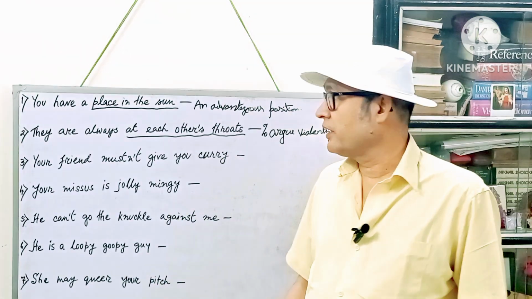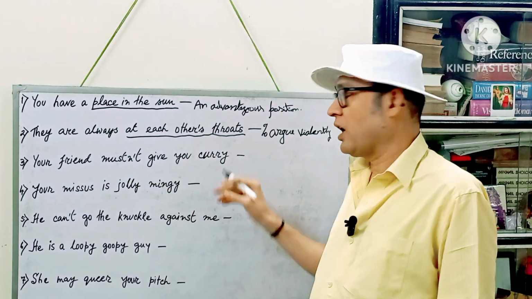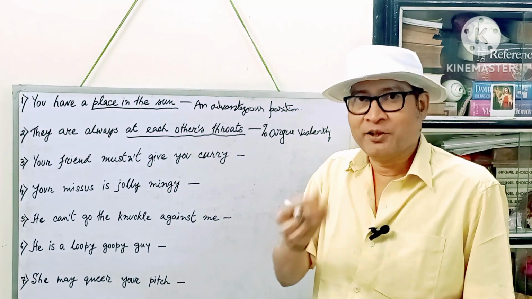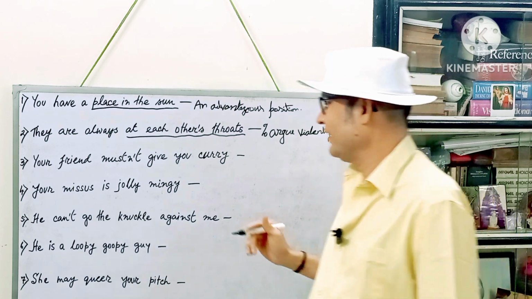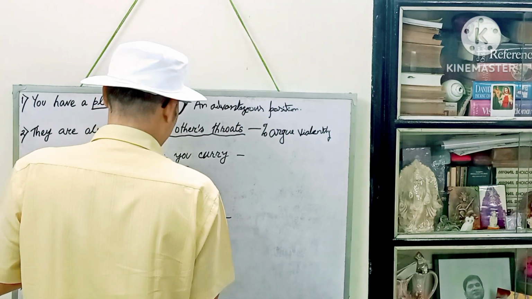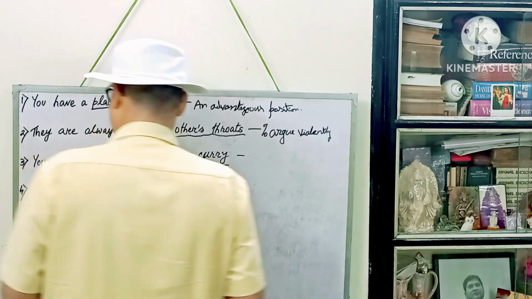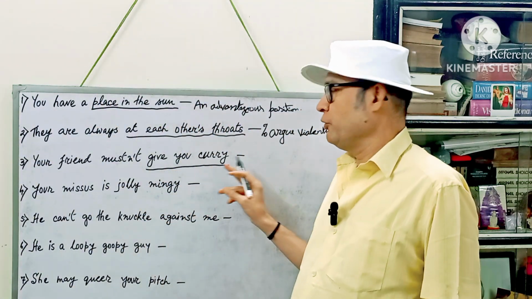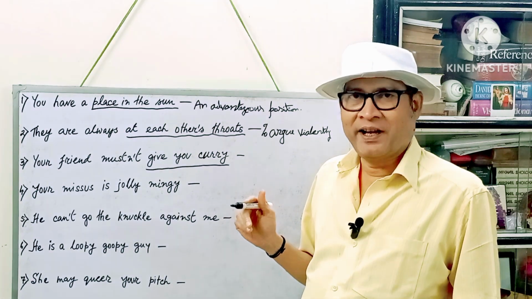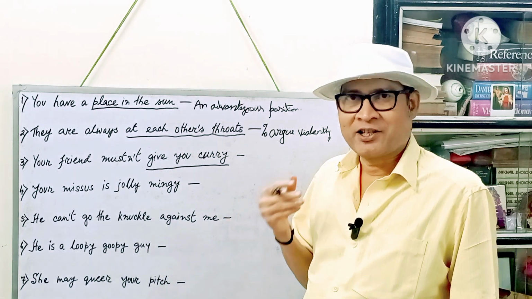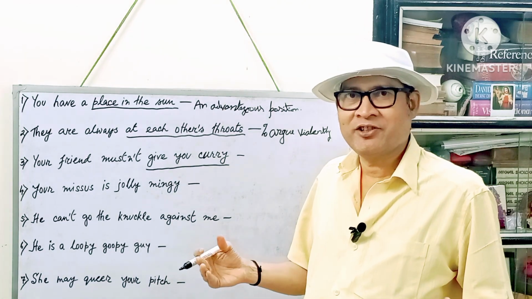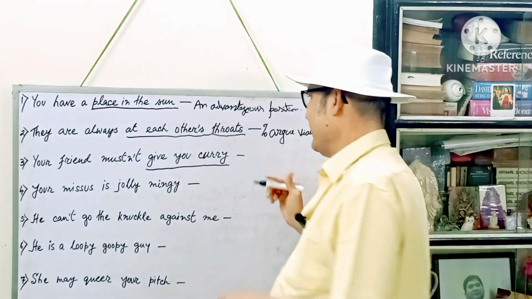What is the meaning exactly? Your friend mustn't give you curry. Does it mean that your friend mustn't give you curry to eat? No, not exactly. So this is the idiom which we are going to learn now. Your friend mustn't give you curry. The meaning is your friend must not assault you verbally or physically. Assault means to attack.